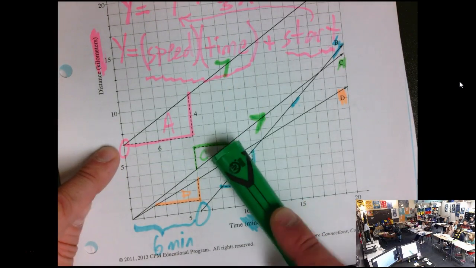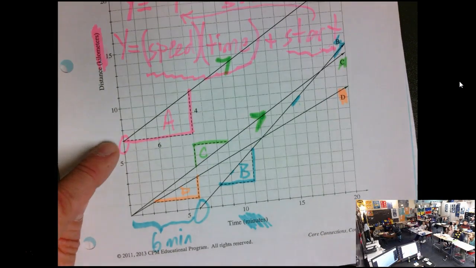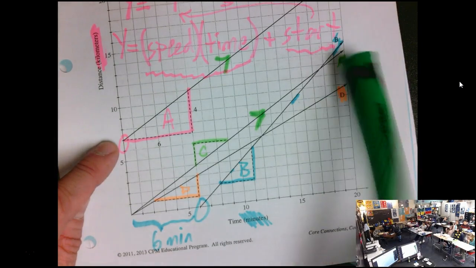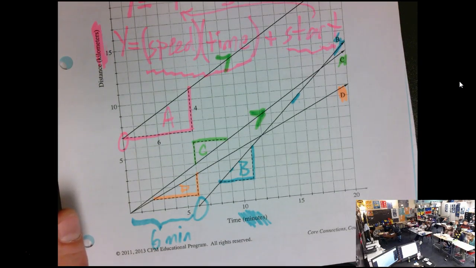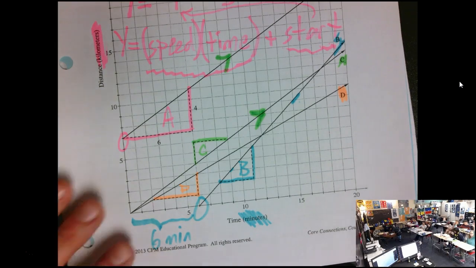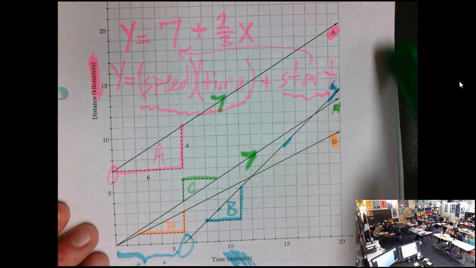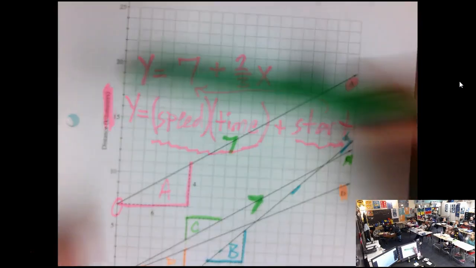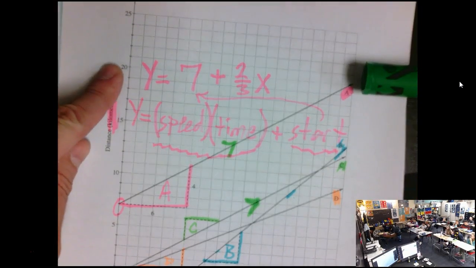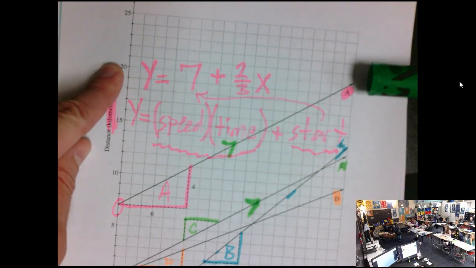Now, who might catch up to A? Audrey? B. B might catch up to A. Why? Because it's going at a faster rate than B and C. Yeah, now what will determine if they catch up? How long they have. How far they go. Right, so right now, this graph has gone up to almost 20 kilometers. Don't forget, they still have to run.